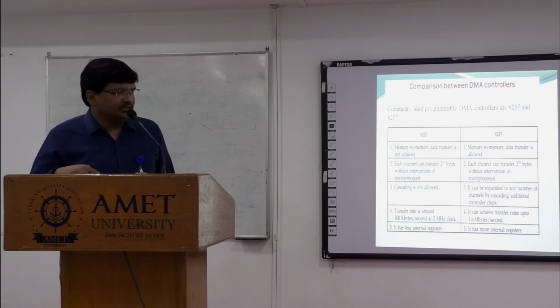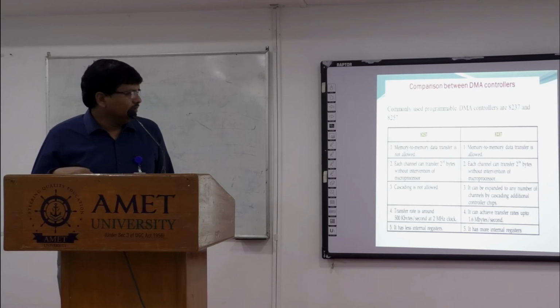There are two major types of direct memory access controller. One is the 8257 based DMA controller. The other is the 8237 based DMA controller. So when we compare both, what is happening? You can see that memory to memory data transfer is not allowed in case of 8257, but in case of 8237, memory to memory data transfer is allowed.